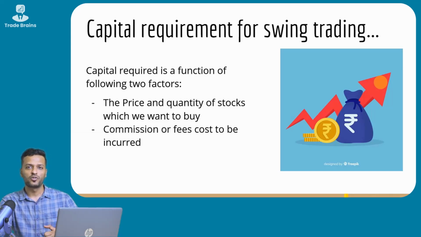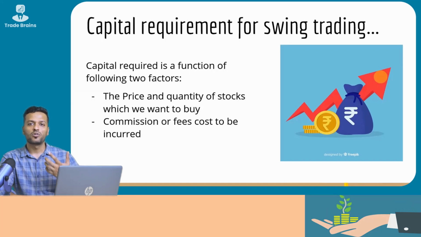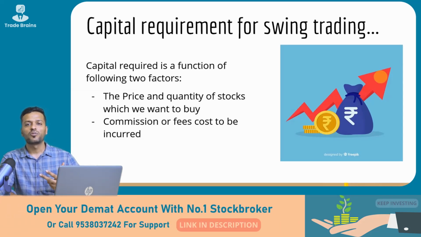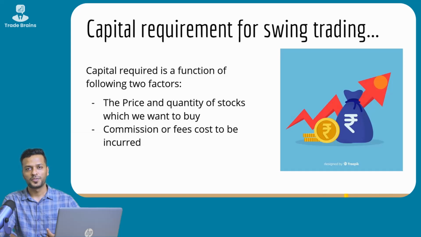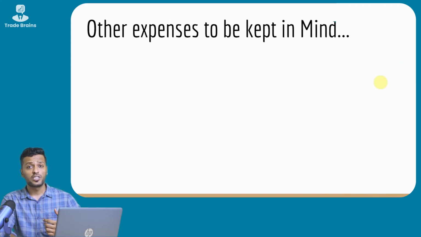Every transaction which you do has a cost associated with it. It could be in the form of brokerage fees, it could be in the form of taxation to be paid over the trades. So all those factors need to be considered as a part of capital which is required for swing trading purpose. What are the other expenses which should be kept in mind, because these expenses are always or most of the time ignored, but we'll try to focus on this part also.